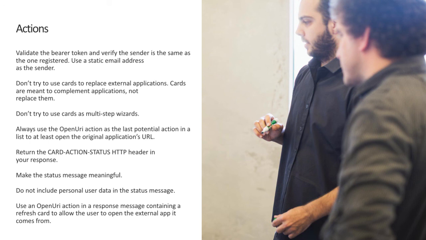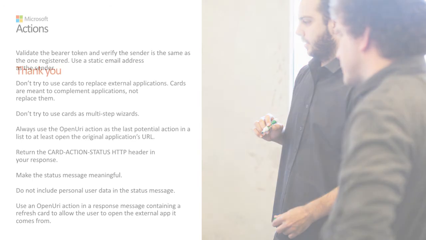And then finally, use an OpenURI action in a response message containing a refresh card to allow the user to open it in the external app that it comes from. So in this module, we looked at cards and actions using Outlook Actionable Messages and how we can use them within our applications.